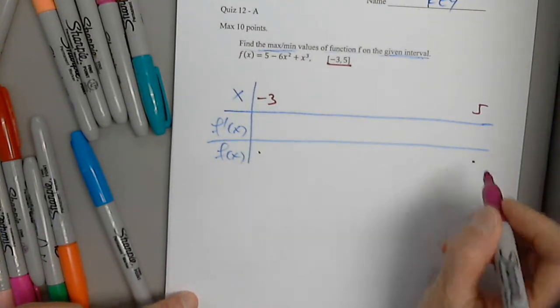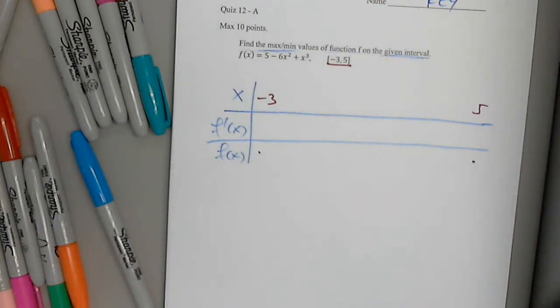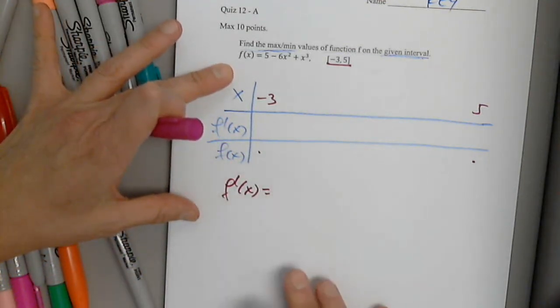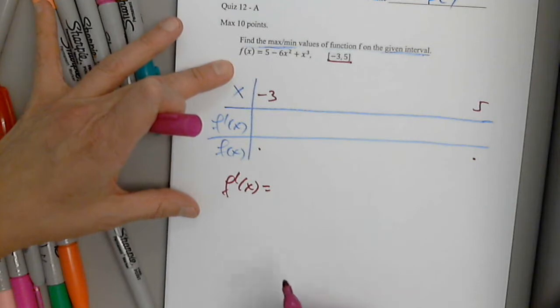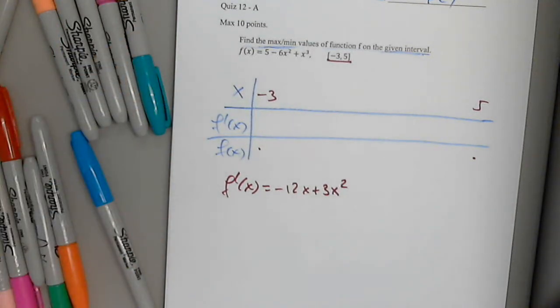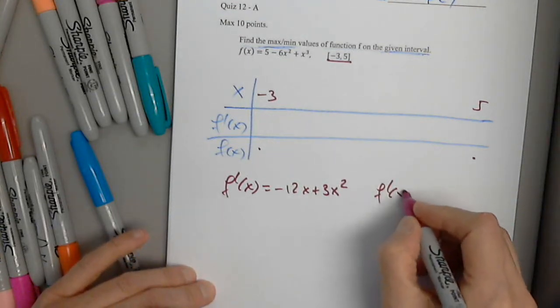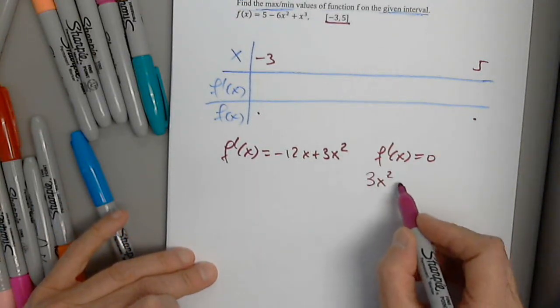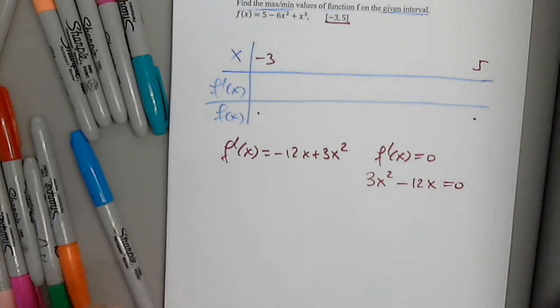Of course, I will plug in -3 and 5 into the function in a minute, but I will have to find the critical numbers. As I saw in your solutions, you got -12x plus 3x squared. We know that there are no critical numbers coming from f prime being undefined because they're polynomials, both the function and the derivative, right? So I will set f prime of x equal to 0, and I will write it in the correct order, which is descending order.